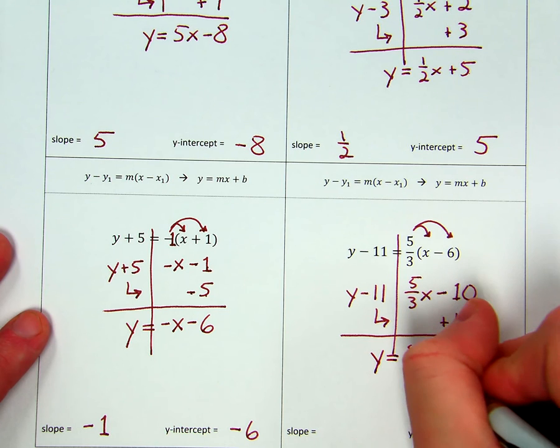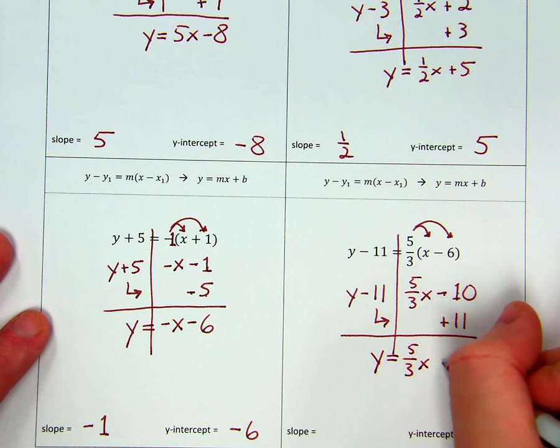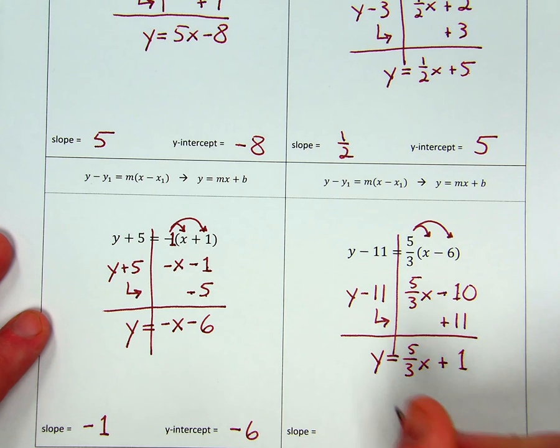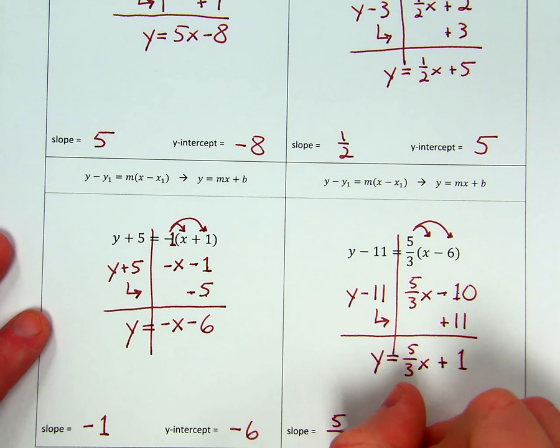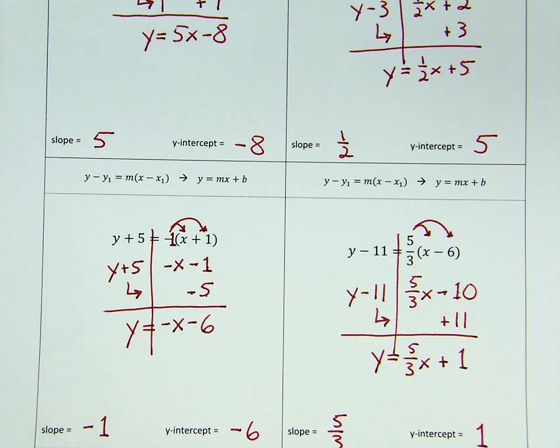And our answer will be y equals 5/3 x. Negative 10 plus 11 is positive 1. So y equals 5/3 x plus 1. The slope of this line is 5/3, and the y-intercept is 1.